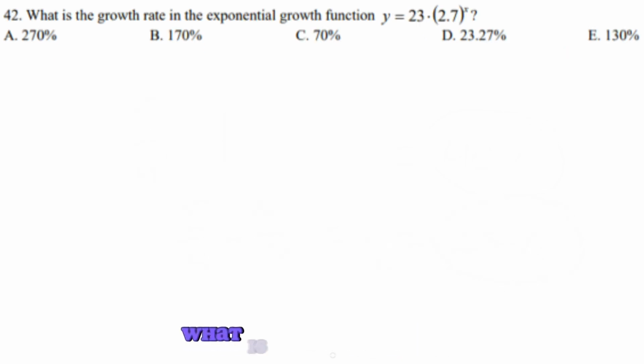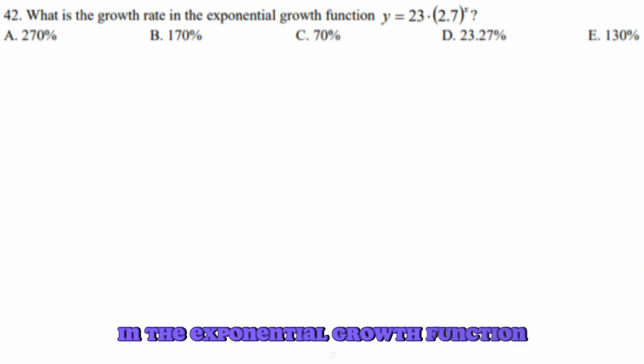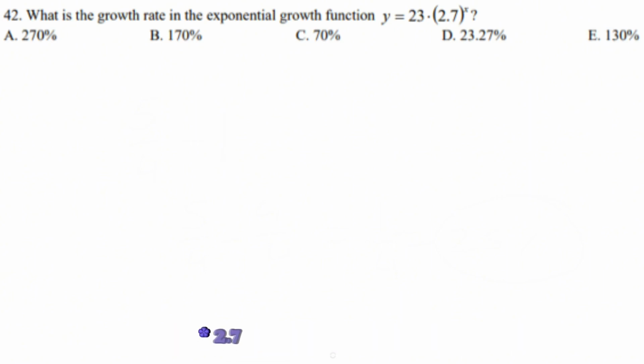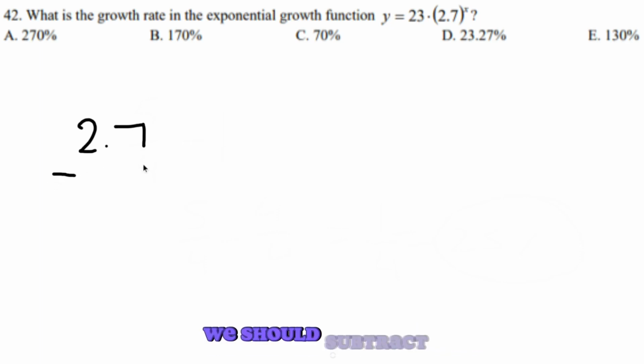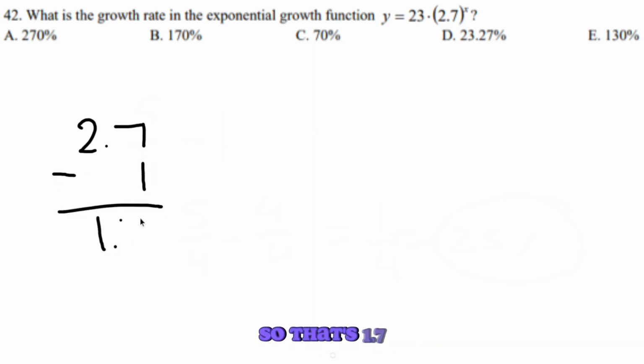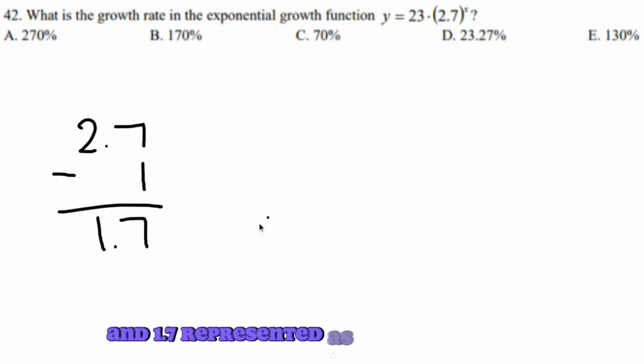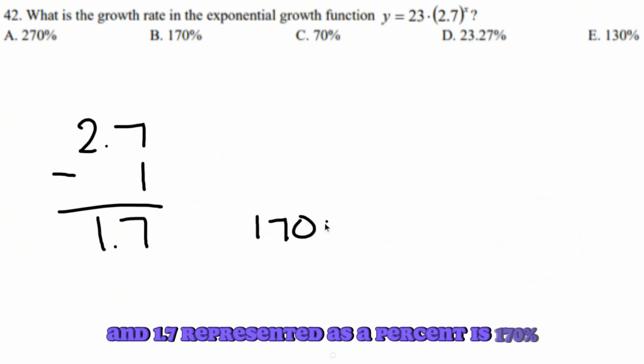Alrighty, next. What is the growth rate in the exponential growth function y equals 23 times 2.7 to the power of x? Alright, let's see. So the number given in the parentheses, or the growth factor, is 2.7. So to find the growth rate, since it's a growth function, we need to subtract 1. So that's 1.7. And 1.7 represented as a percent is 170%.